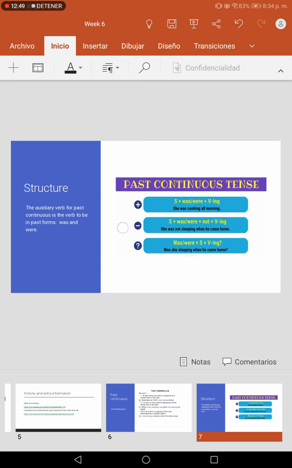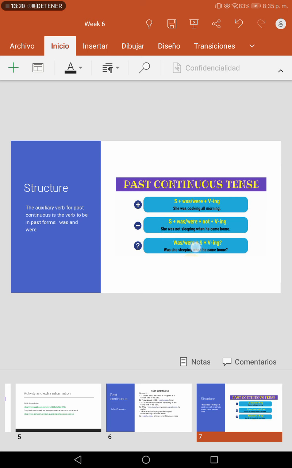Now, when we make sentences using past continuous in negative, the only difference between affirmative and negative is that we're going to add the word not after the auxiliary verb. So, she was not sleeping when he came home. Ella no estaba durmiendo cuando él llegó a casa. She was not sleeping, so we add the word not between the auxiliary verb to be and the verb in ing.